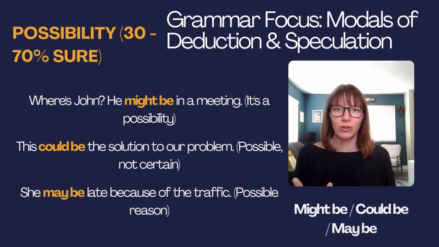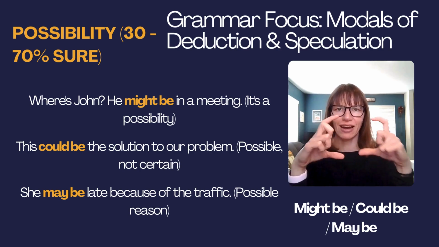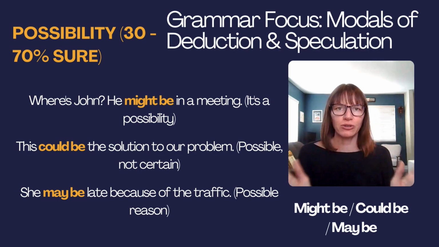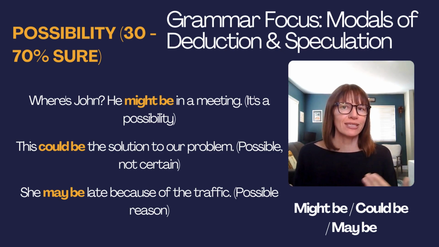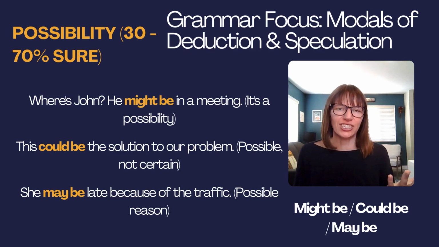The next set of modals are for when you're 30 to 70% sure, so that kind of middle spot. And we use 3 of them almost interchangeably. Might be, could be, maybe. Again, you use these when you think something is possible, but you're not sure. Okay, so these are all used in the same way.